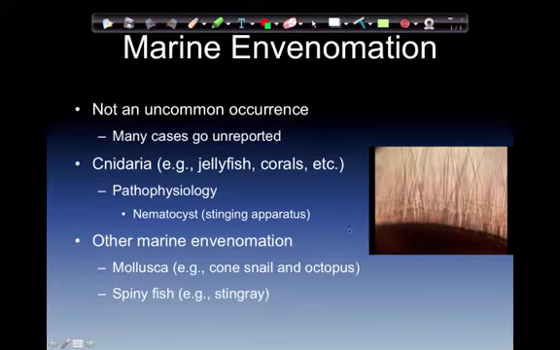And what I have over here is the actual surface of their skin. Upon contact, thousands of these little needle-like projections with the toxin in them shoot out from the skin in all directions. The fish or the person that gets touched receives the envenomation through all of these little devices. Other marine envenomation we can see is from mollusca, cone snails, and octopus, and then spiny fish and stingrays. Envenomation from spiny fish and stingrays is not common in the United States, and fatalities are very uncommon.